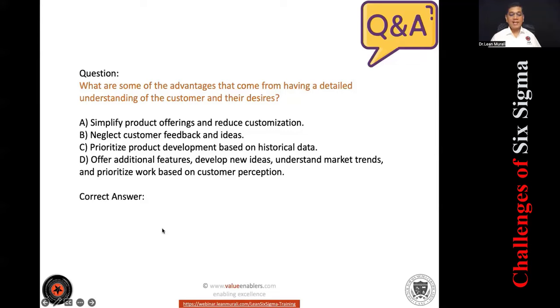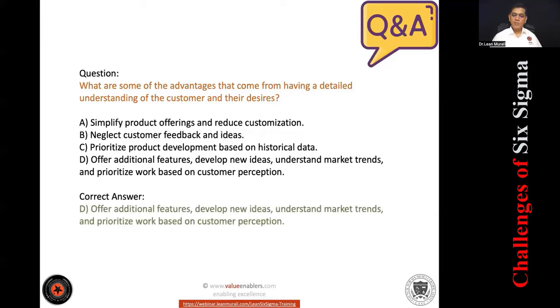Okay, so what is the correct answer? A, B, C, D. Which is the correct answer? Most of you say D. So D, which is offer features, develop new ideas, understand the market, is the right answer. Super.